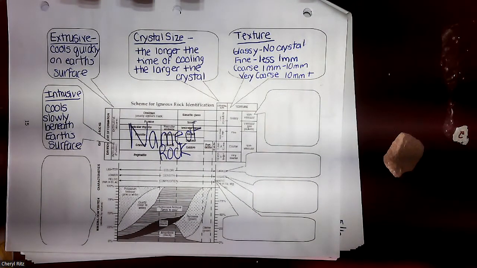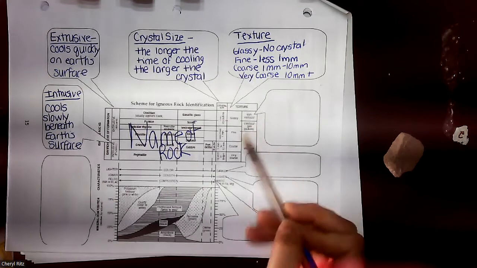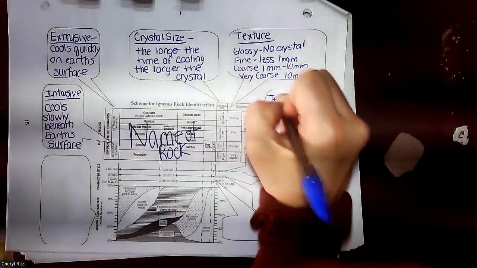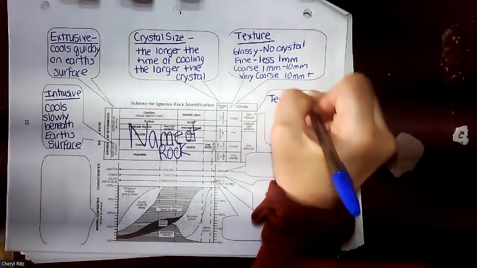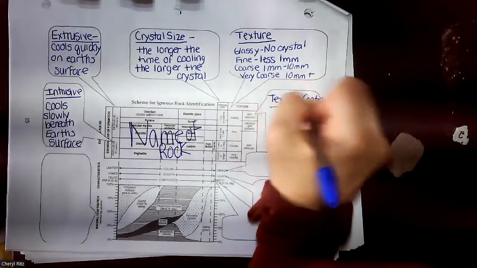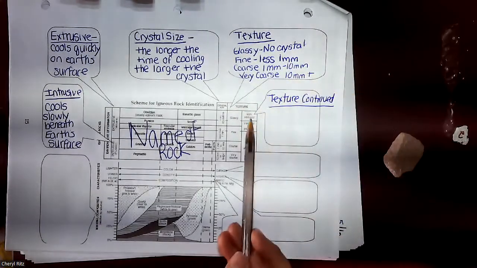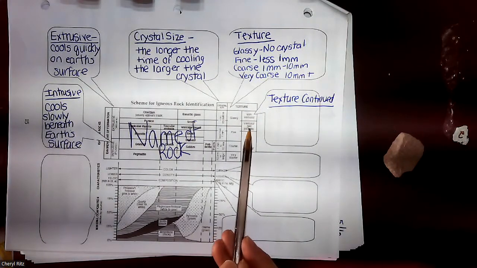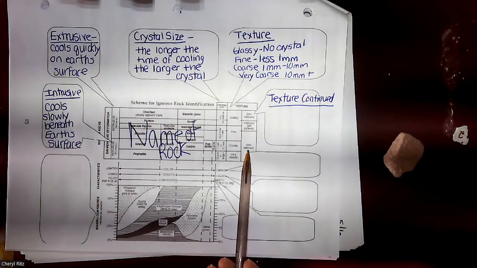That's where we left off yesterday. Now I do want to talk about texture continued. That's going to be our next box. The choices over here are vesicular or non-vesicular.